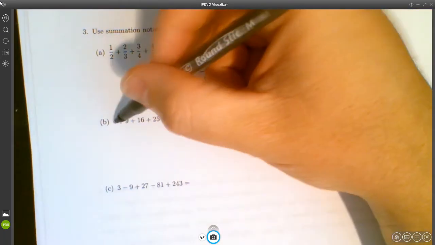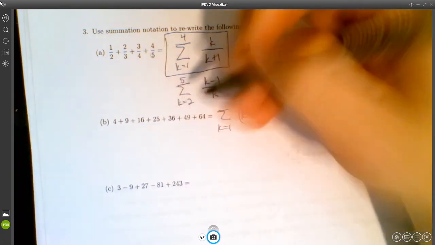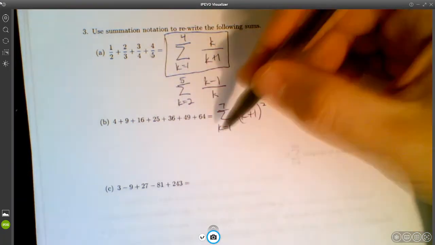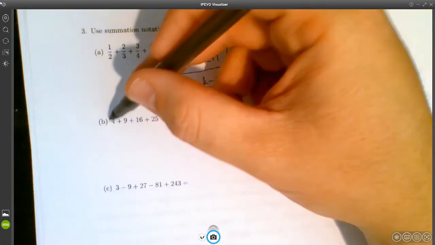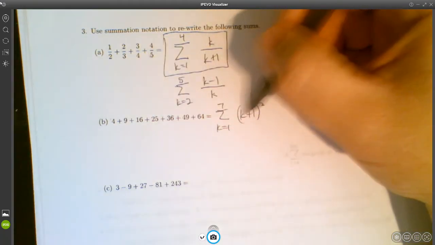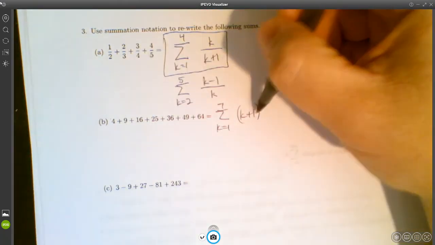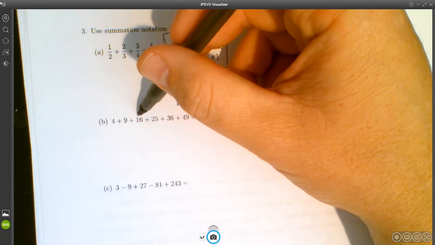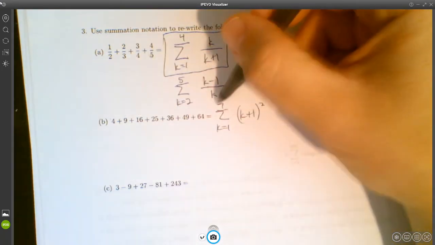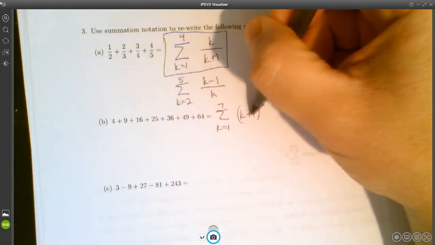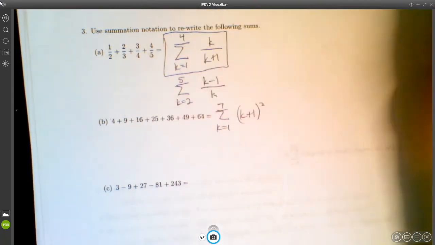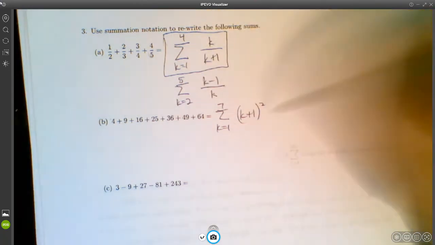And then we would end at 1, 2, 3, 4, 5, 6, 7. Right? So when k equals 1, we get 1 plus 1 squared is 2. When k equals 2, we get 2 plus 1 squared is 9. When k equals 3, we get 3 plus 1 squared is 4 squared, which is 16. And when we get to 7, we're going to do 7 plus 1 squared, which is 8 squared, which is 64. So this looks good.